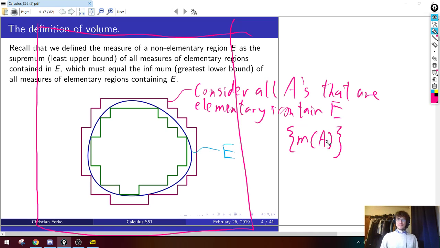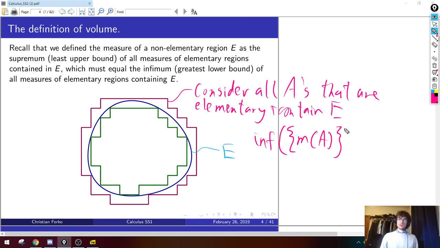So this set itself isn't very useful because it contains huge measures that have nothing to do with E, right? But if we take the infimum, which is the greatest lower bound of all of these things, remember the infimum is not in the set in this case because E itself is not elementary. So the measure of E is not in this set. But the greatest lower bound of this thing, if the set E is Jordan measurable, will be the measure of E.